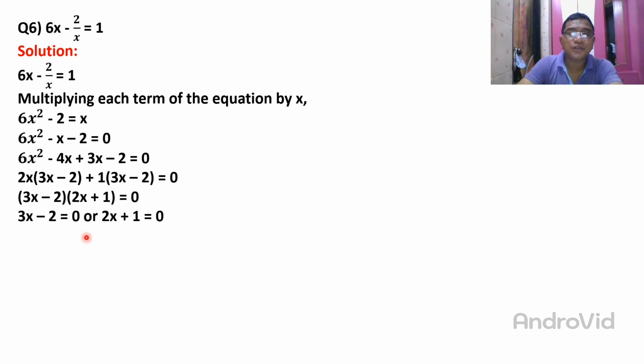Minus 2 goes across, plus 2. So 3x is equal to 2. 3 is multiplied, goes across, divides. So x is equal to 2 upon 3.